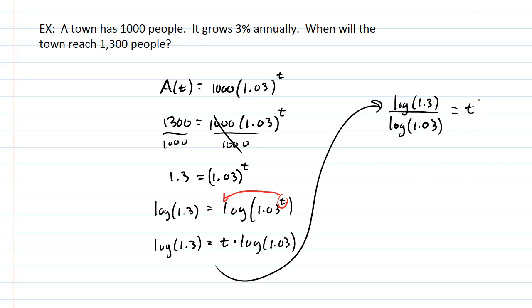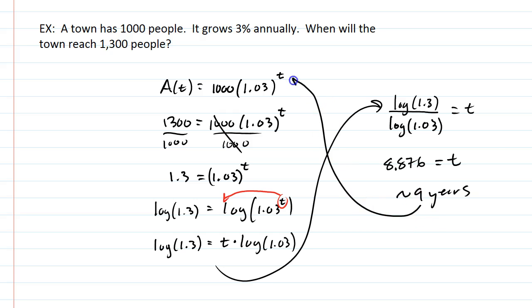Now you will have to do this in your calculator. Put this in your calculator carefully, and I'm getting a time of 8.876. So approximately 9 years from now, the population should be 1,300. Now the nice thing about these problems is, if you take 9 and put it way back in the beginning, put it in your formula, you can check your work.